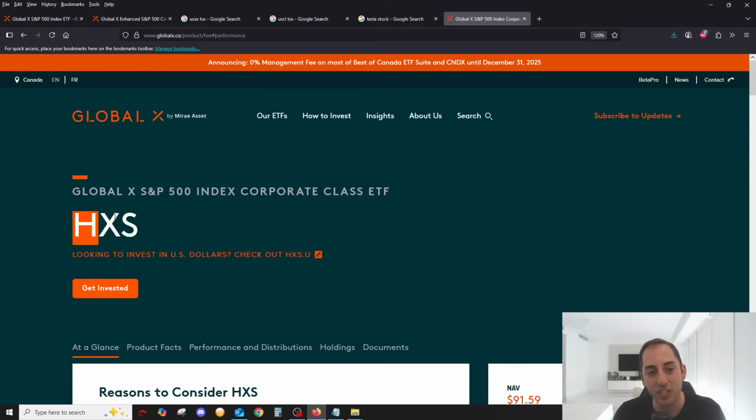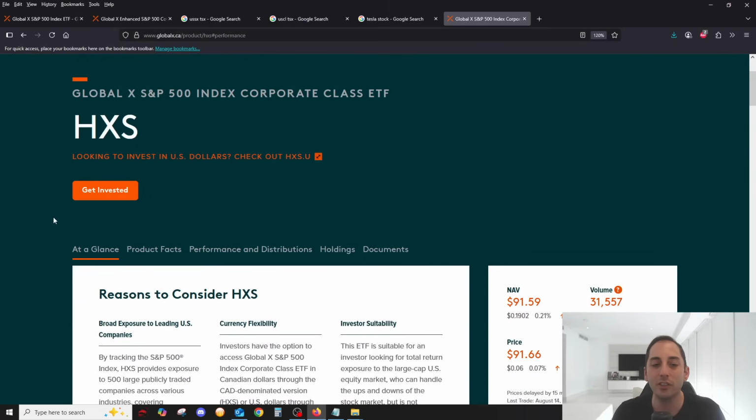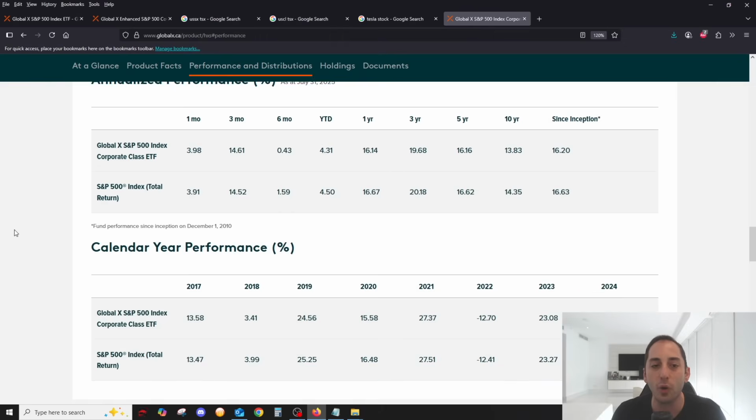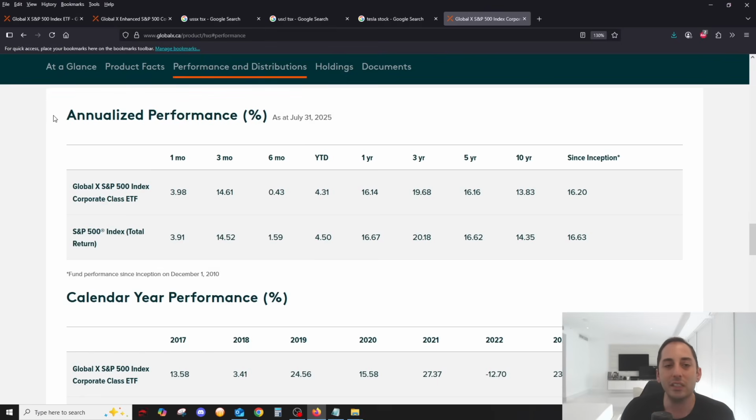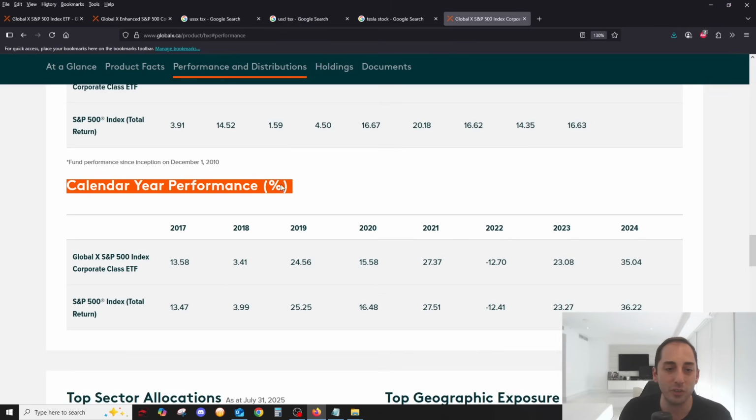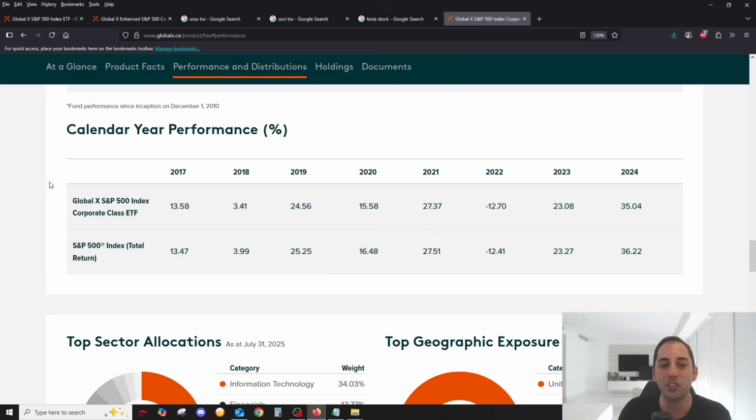Stock symbol is HXS. So typically you'll always see a section called Performance. That is where you will find the total returns of the ETF in question. So you'll typically see annualized performance using a percentage here. That is the most important one, in my opinion. You might also see calendar performance, which is basically going to give you the total return of the ETF per year, right?